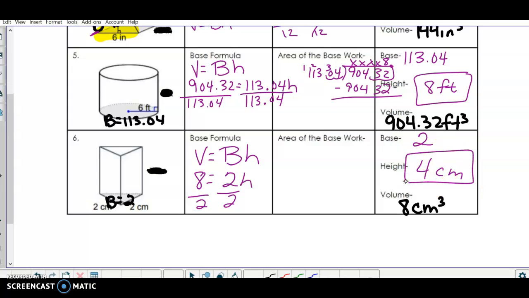So I have a little scavenger hunt ladder activity for you. And then there are some check for understanding questions. I hope this recap was helpful.